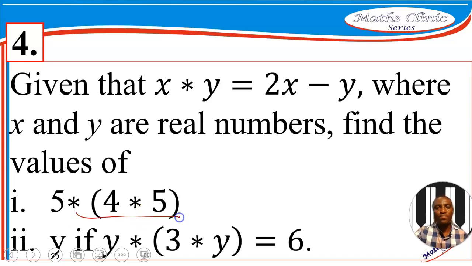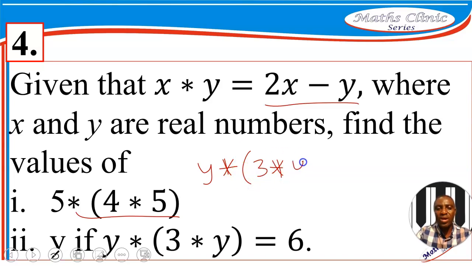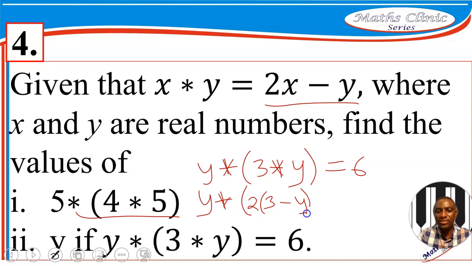You can do the first one based on the definition, no problem. But for the second one, they said, find the value or values of y if y operation into bracket 3 operation y is equal to 6. Okay, so what you do is that you keep your y here, operation into bracket. By definition, this will be 2 times 3 minus y. Then you close the bracket, is equal to 6.